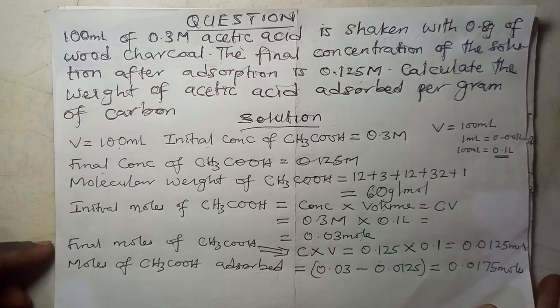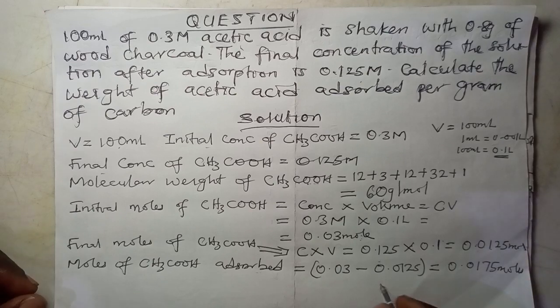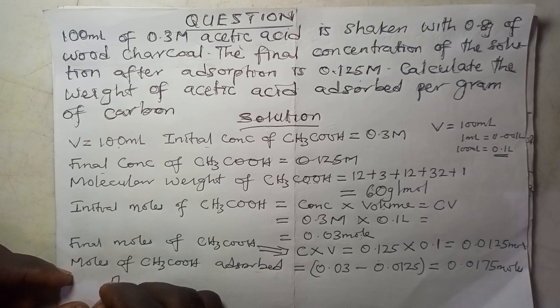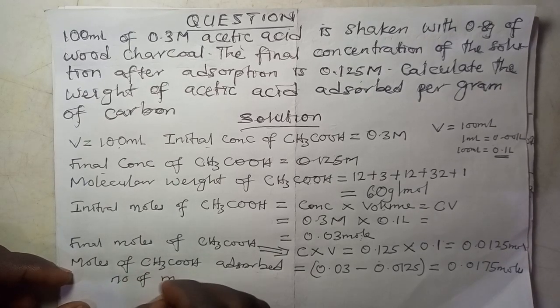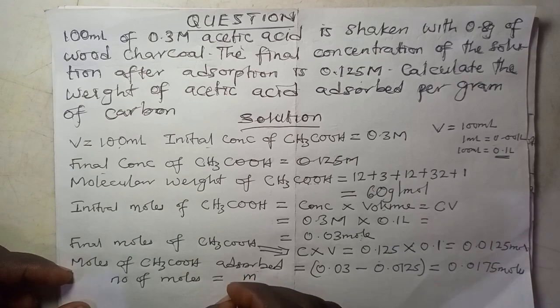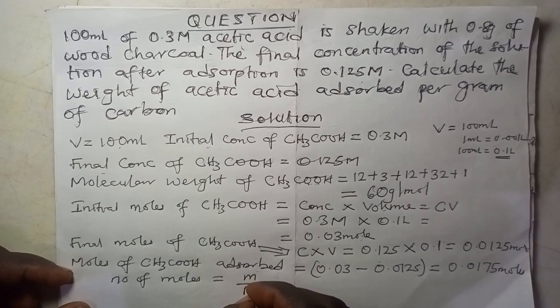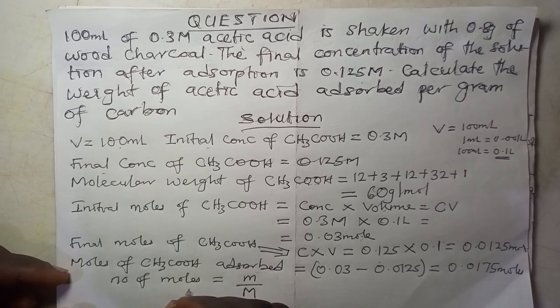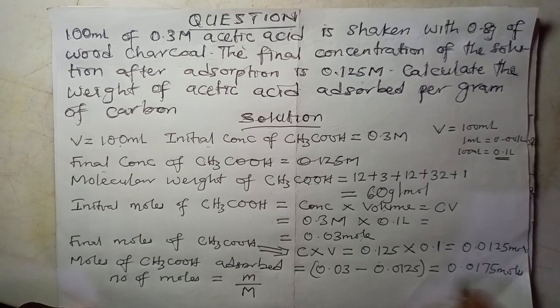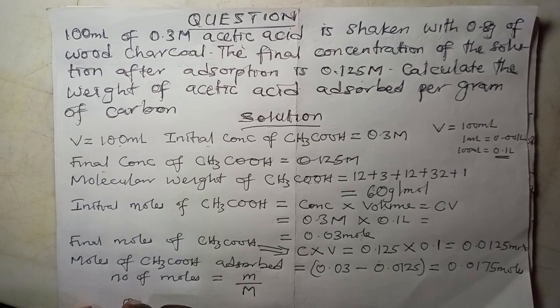Okay, that means in 1 gram of carbon. So if we calculate the weight, you just use the normal formula for number of moles. Number of moles, we state that as mass in gram over the molecular weight. The number of moles of the acetic acid will give you mass in gram over the molecular weight of the acid.